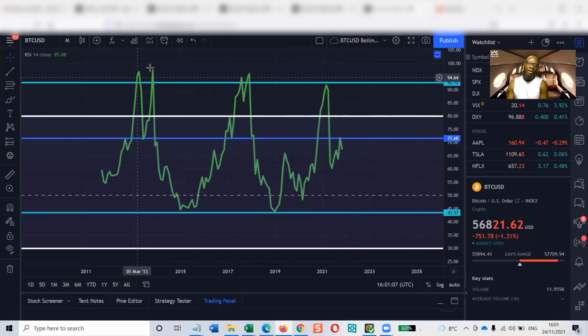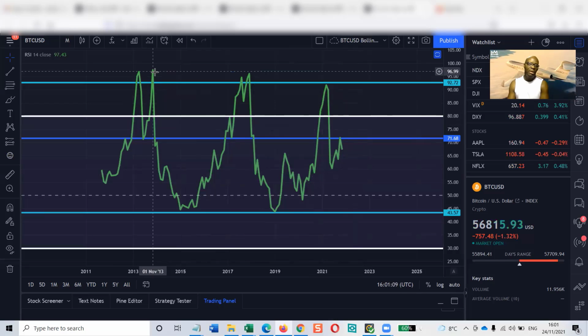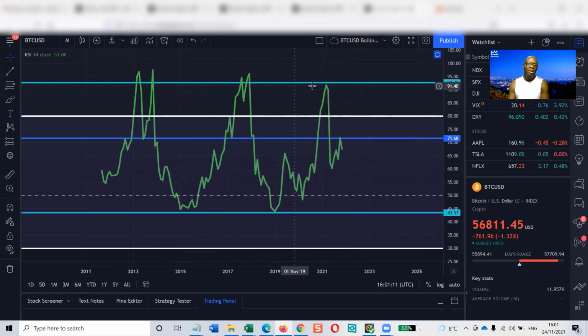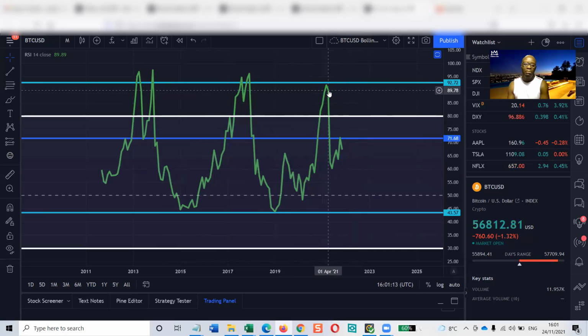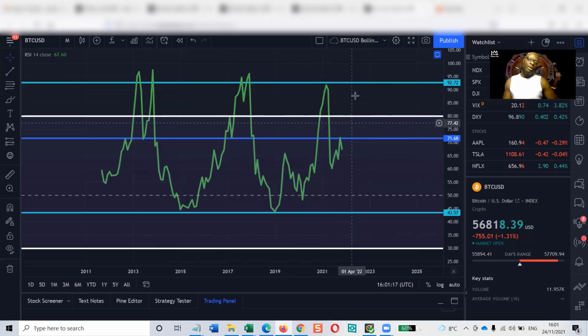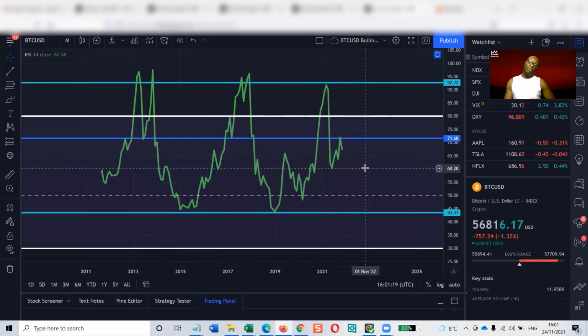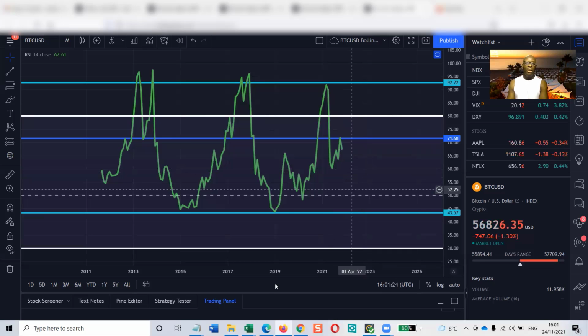So we've had our first peak. Each of the cycles had a first peak and a second peak. We've had our first peak, that was in March this year, 2021. So we're looking for our second peak to be formed, and we just have to watch and see.